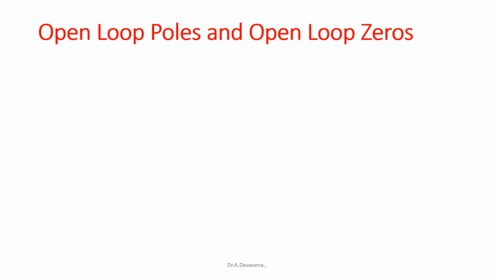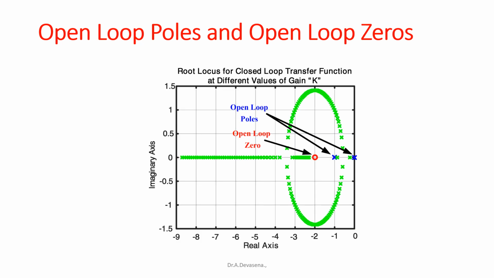Let us see the representation of open loop poles and open loop zeros. The open loop poles are represented by a cross symbol and open loop zeros are represented by a small circle. This is indicated in this given S-plane. In the S-plane, on the x-axis we have the real axis and on the y-axis we have the imaginary axis.